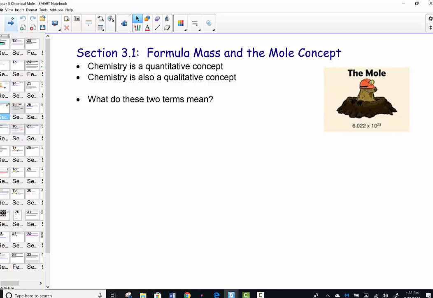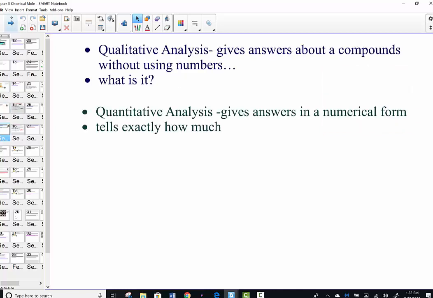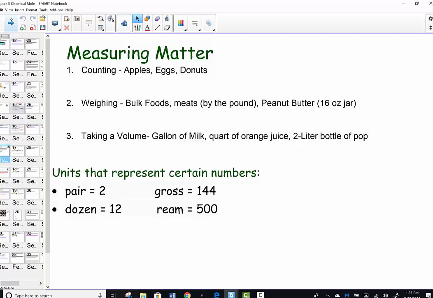In this chapter, we're making sure that we're getting a handle that it's quantitative, number crunching, me and my calculator, as we discuss the chemical concept of the mole. The mole is the central unit that allows me to exchange between the ways that we measure matter: counting, weighing, and taking a volume. So when we think about answers given to us with numbers, that's quantitative. If we think about answers that are not in numerical form, but rather a description, observation-based, we know that's qualitative analysis. In chemistry, you will have your share of both.